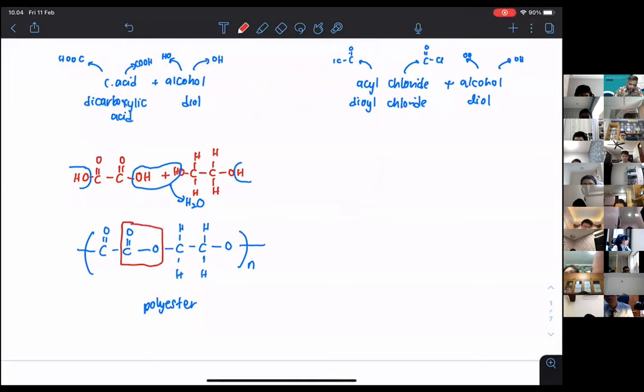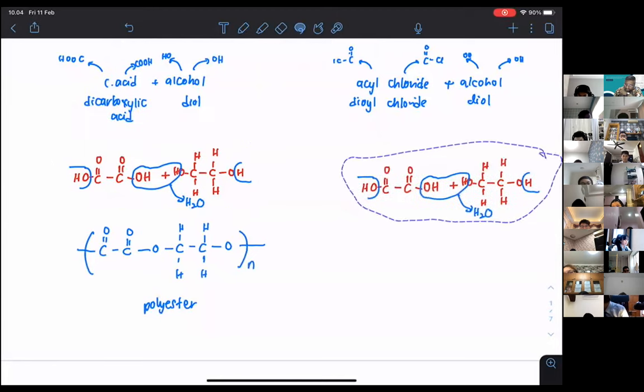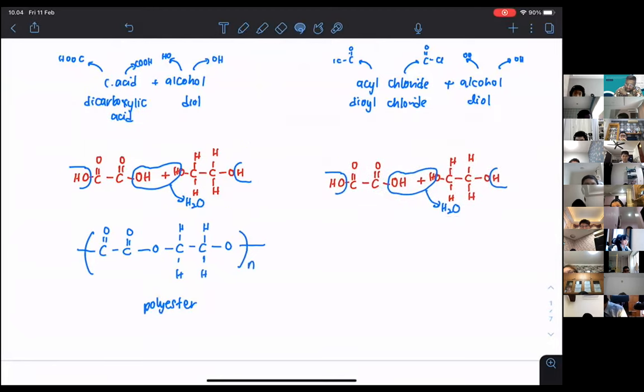Okay, so I'll remove this so that you can see clearly. The same thing can be applied. Rather than wasting time, I'll just copy and paste here. The only thing that is going to change over here is this one is Cl and this one is Cl. The one that is going to come out is not water, it's going to be HCl.